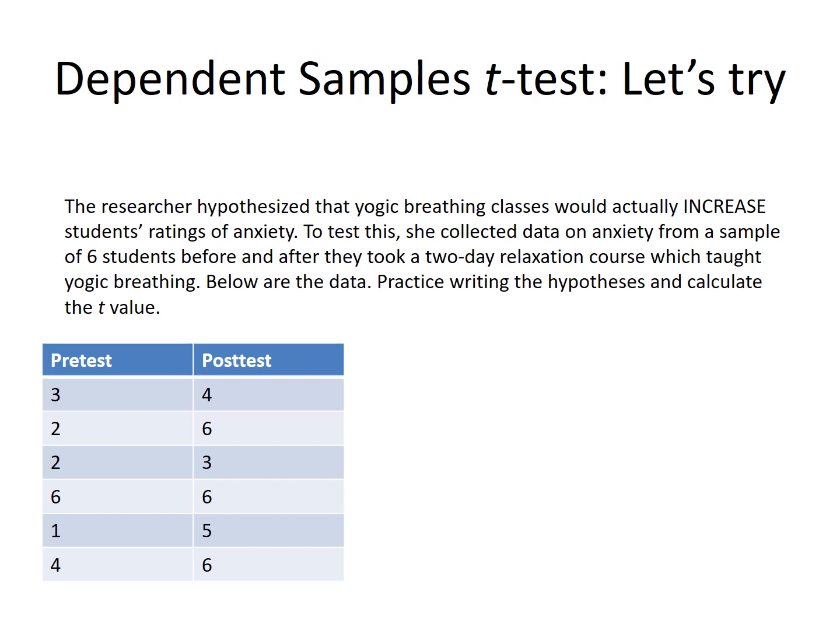Okay, so let's look at the example here. Let's pretend that a researcher hypothesized that yogic breathing classes would increase students' ratings of anxiety. Here, this researcher thinks that this yogic breathing class is done so ineffectively that it's going to be problematic for individuals. To test this, she collected data on anxiety from a sample of 6 students before and after they took a 2-day relaxation course, which taught yogic breathing. Below are the data that I've just reviewed with you. Practice writing the hypothesis and calculating the t-value.